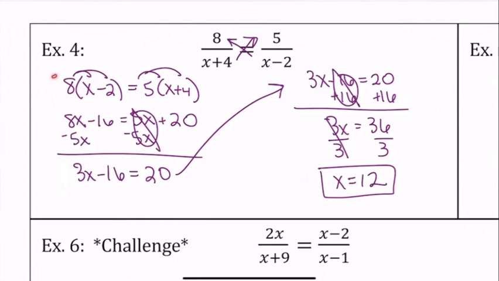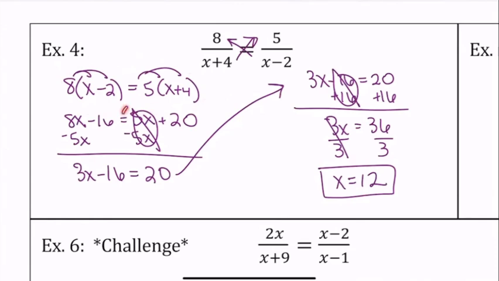Here, I cross multiplied. That got me to here to get rid of my denominators. And then remember, we're always going to distribute first to get rid of all of our parentheses. After that, we're going to do opposite operations to solve for x. Same process we did on our multi-step notes. I think it's on page 4.